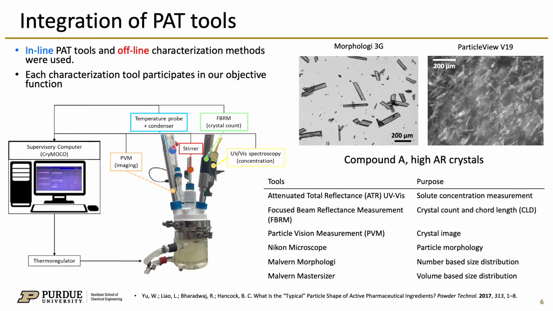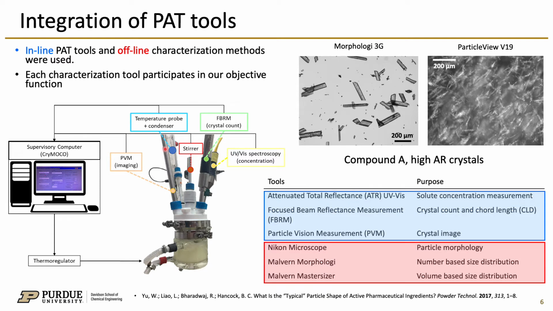This is the laboratory setup used in the experimental part of this work. We used 3 different inline process analytical technology tools to monitor the system and for data acquisition for later steps. These are UV-Vis for concentration measurements, FBRM for crystal count and chord length measurements, also to detect events like crystal nucleation, growth, or dissolution, and particle vision for monitoring the system to detect existing mechanisms.